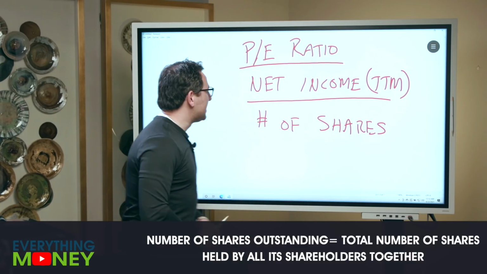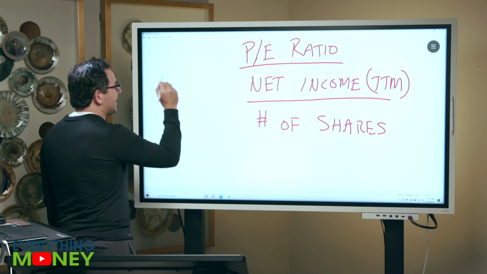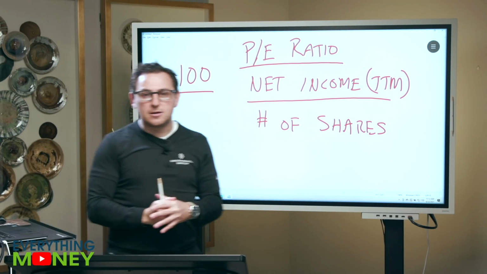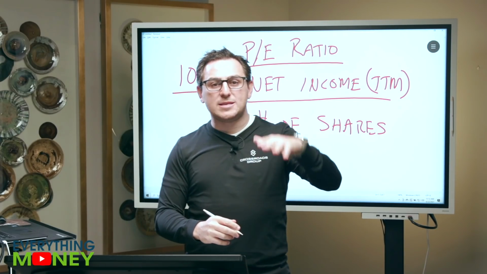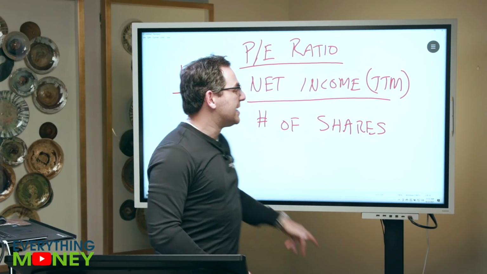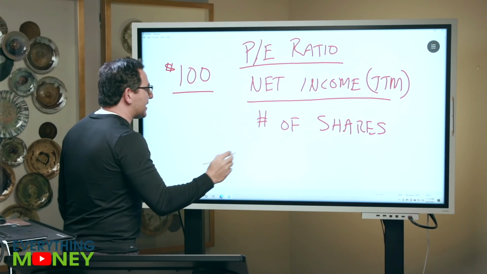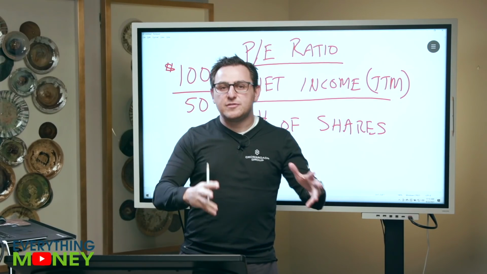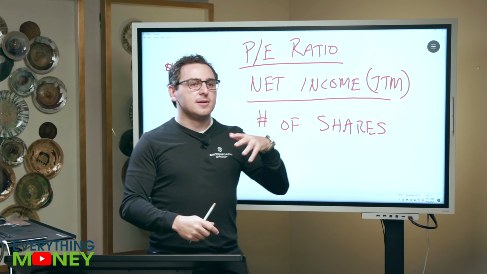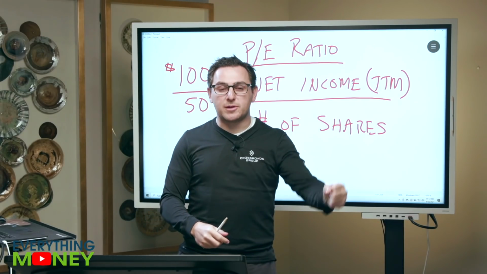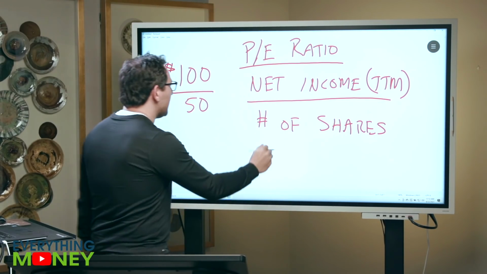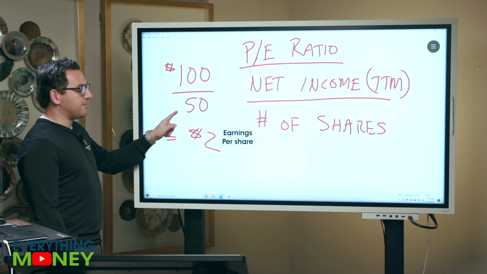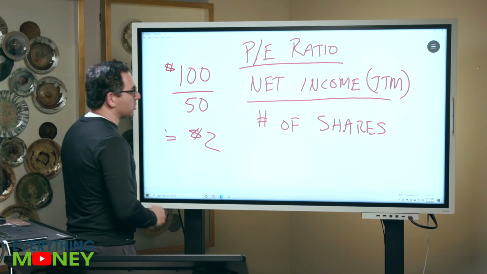As an example, let's say a company has net income of $100, right? At the end of the year, you look at the bottom of their most recent 4 quarters or trailing 12 months numbers, it shows profit of $100. Let's say they have 50 shares outstanding. So in the marketplace right now, there are 50 shares that people own, whether it's mutual funds, individual investors, people in the company, etc. The earnings per share is $2, correct? $100 divided by 50. So that is the earnings portion of this.